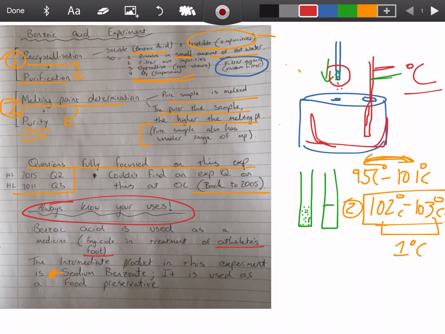The intermediate product: we had three parts in the production of the benzoic acid. You go from the start, and then you move into, and it makes sodium benzoate, and then we go on to make the benzoic acid. So the intermediate product is sodium benzoate. They may or may not ask that. It's just a little aside, just so you know. And sodium benzoate is used as a food preservative. That's an E number, like E112 or whatever number it is. I can't remember, but that doesn't really matter. It's just that it's used as a food preservative to make food last longer on the shelf.